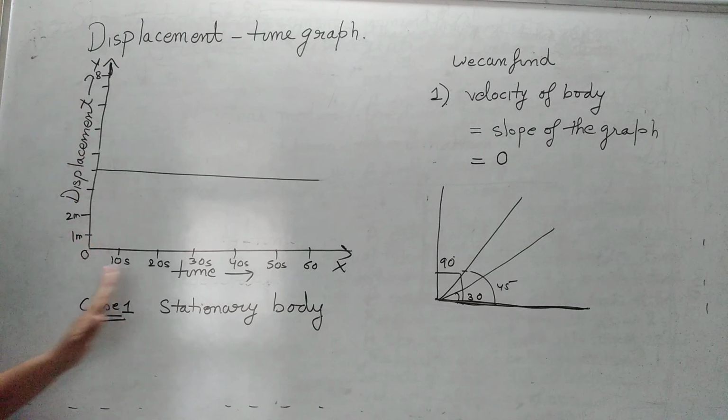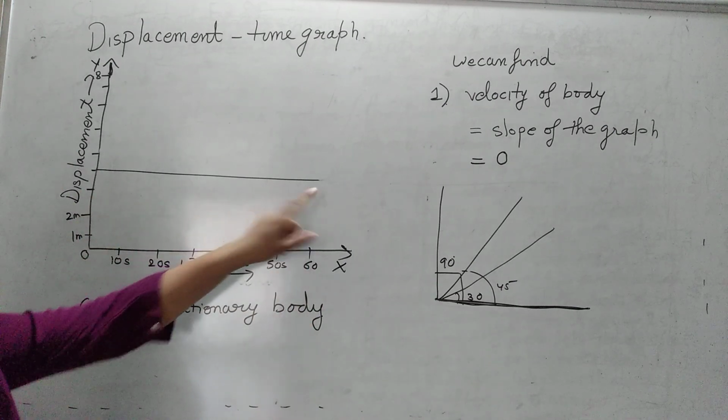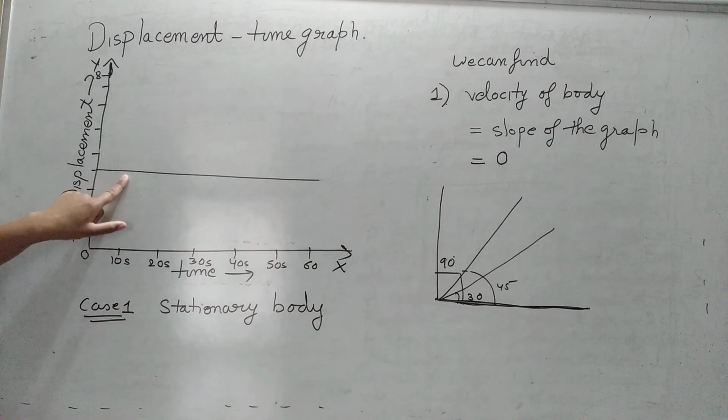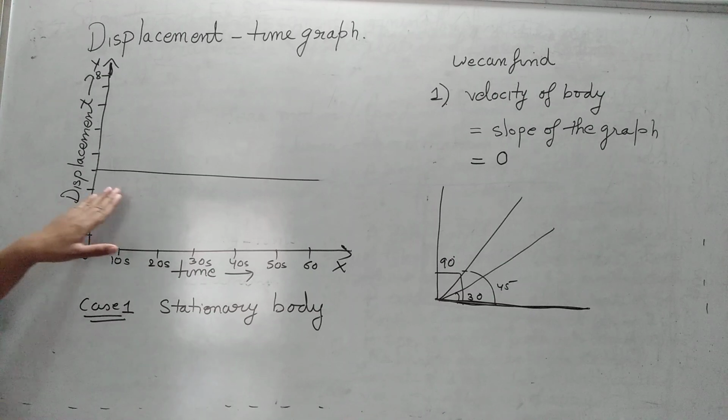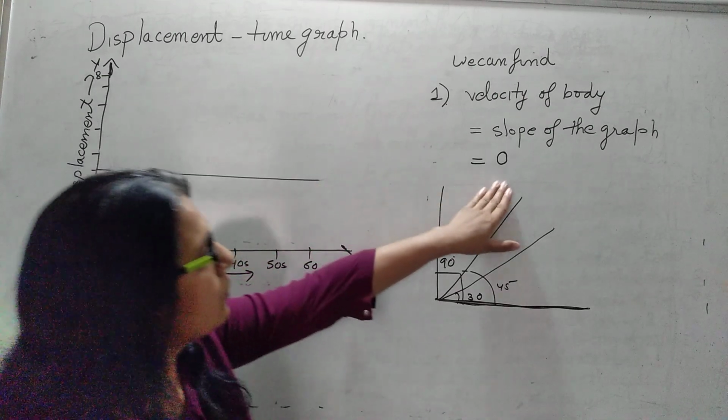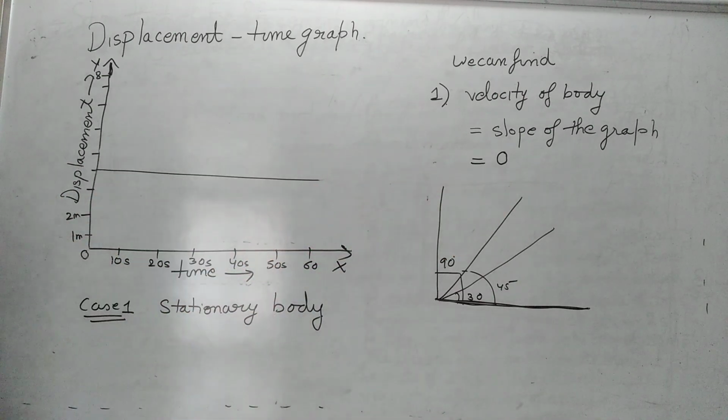So from this graph, this type of motion, which motion is it representing? It is representing the motion of a stationary body. And what is the slope of this graph? 0. If the slope of the graph is 0, it means that the velocity of the body is 0.